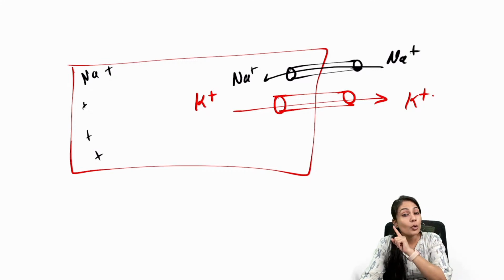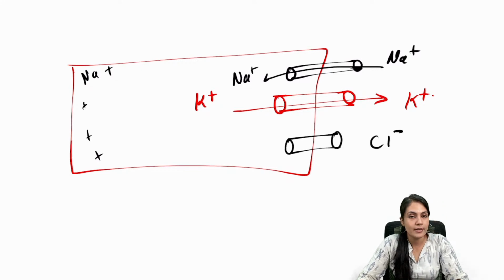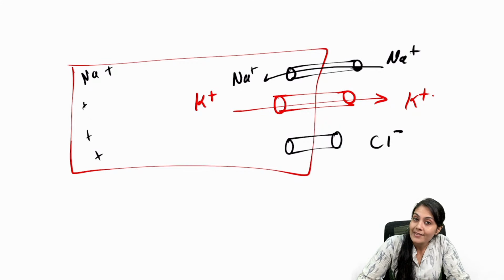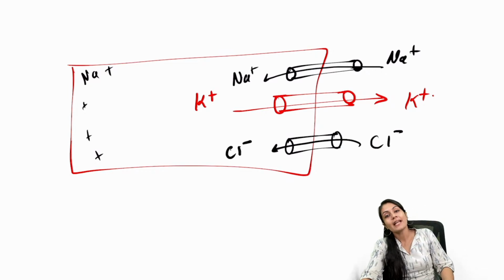If I talk about chloride, on the other hand, what is going to happen? The chloride is more outside the cell. It will try to come inside the cell, but remember, this is a negatively charged ion. So what is going to happen? It will bring its negativity inside the cell and will make the cell negative.